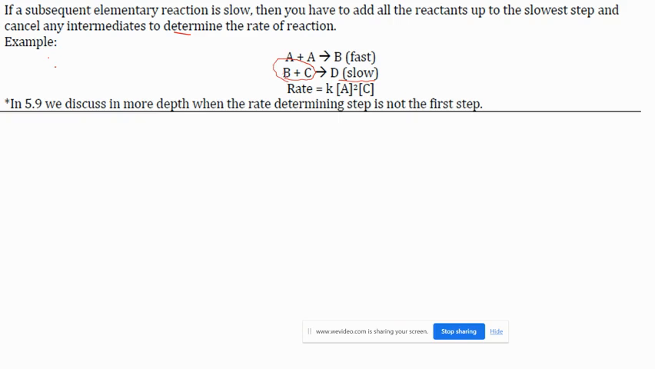So where did B come from? Well, B came from 2 A's. So we're going to get rid of B, and this is going to be A plus C. So that's where they get this rate law here. You've got 2 A's now and a C that go into that. It's kind of like substitution in math. It's kind of the same idea.